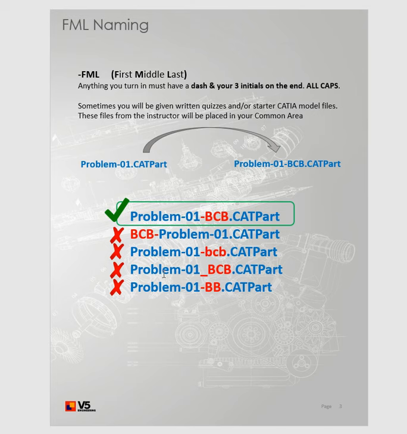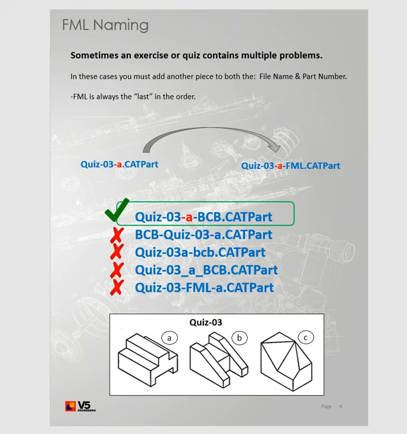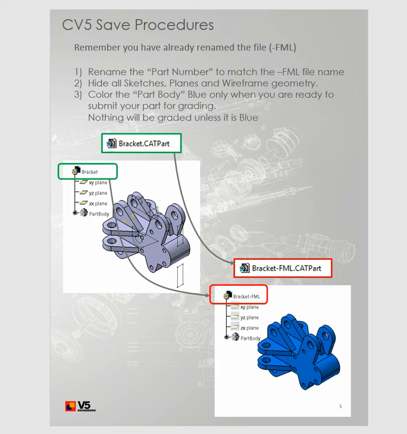Of course, there's a whole lot of examples here of what not to do. Now, if you have a quiz that has multiple parts on it, in this case part A, B, and C, all under quiz 3, you have to add just another little piece in there. So it would be quiz 3, whatever the name was, dash A, and then with your FML after that. So that in the very end we have a file name that matches the part number. All geometry is hidden, and your part is colored blue before saving.